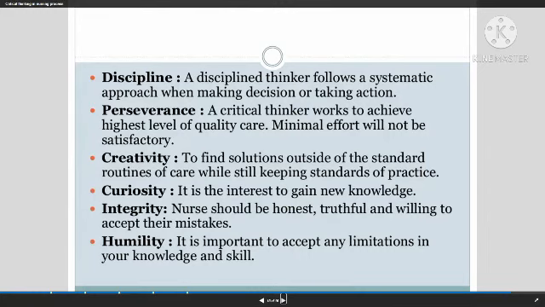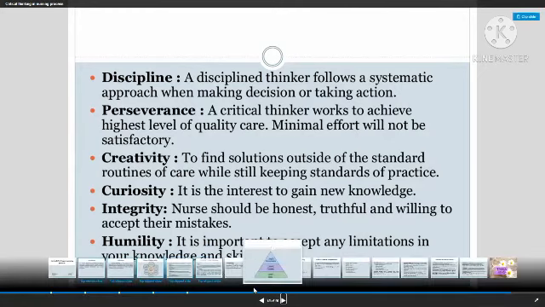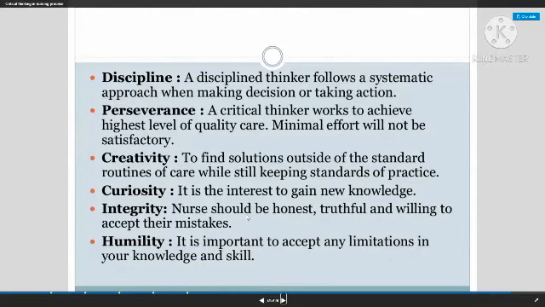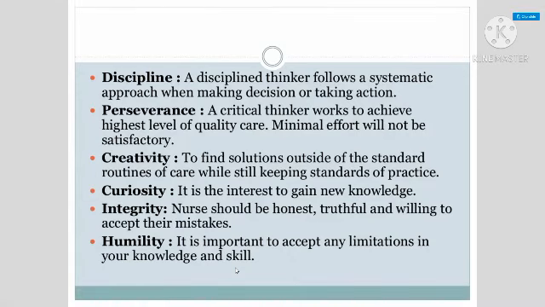She should not get insulted or shut her mouth and sit without asking, because if you don't ask, the patient might be at risk. So it is important to accept any limitation in your knowledge and skill, whether you are junior or senior. It is okay to ask, because no one is an encyclopedia, no one knows everything. Everyone is learning at every stage of their life. Everyone is gaining knowledge. Same way.